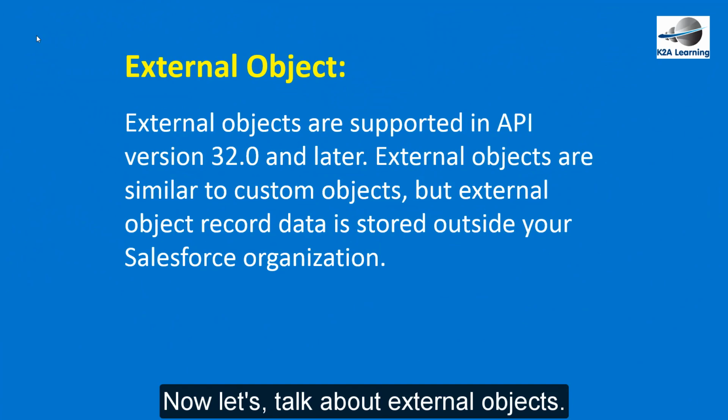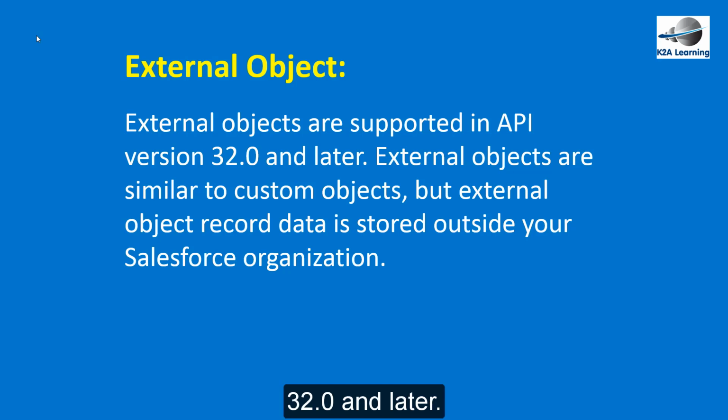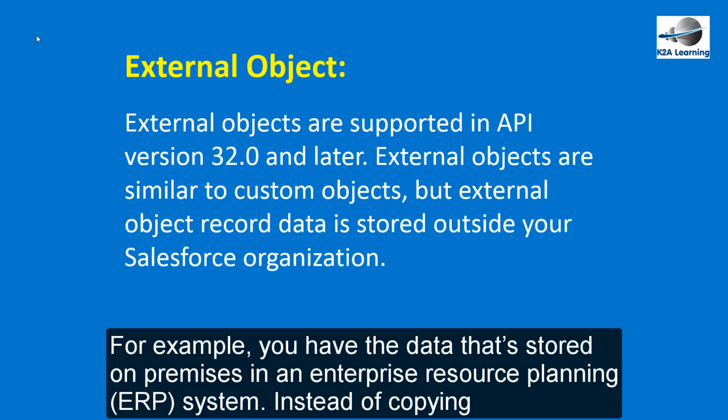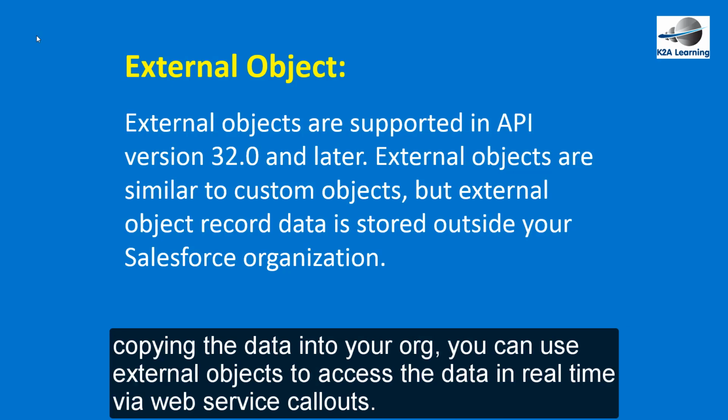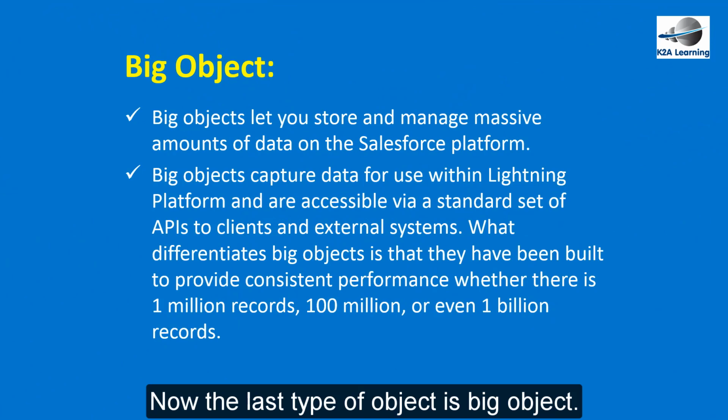Now let's talk about external objects. External objects are supported in API version 32.0 and later. External objects are similar to custom objects, but external object record data is stored outside your Salesforce organization. For example, you have the data that's stored on premises in an enterprise resource planning system. Instead of copying the data into your organization, you can use external objects to access the data in real time via web service callouts.